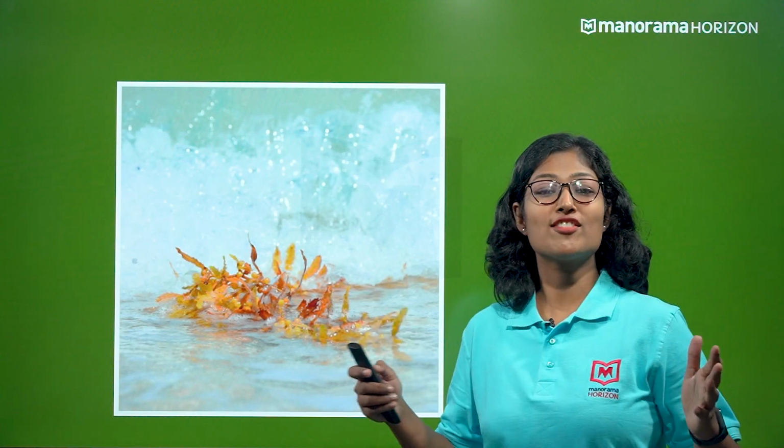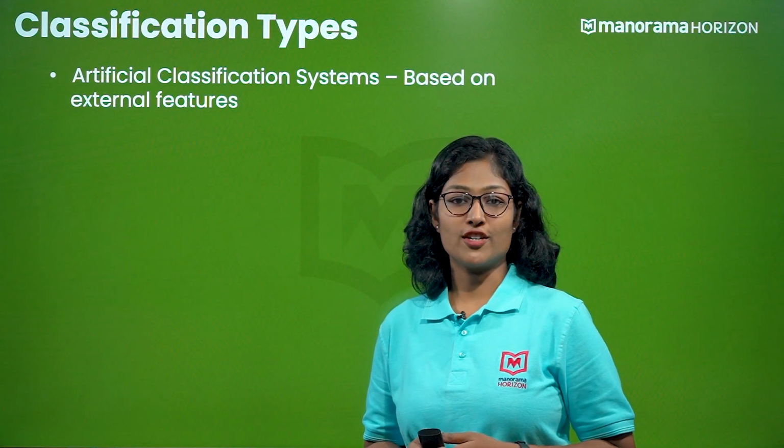Have you observed floating seaweed? Well, they are plant-like structures but not plants. These are algae. They are ancestral to all terrestrial plants, but they are not plants. In this video, we will be discussing the algal group. Let us understand the classification first.